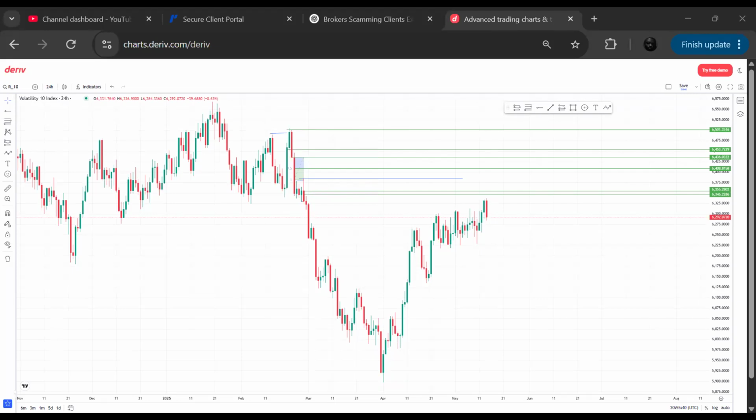I'm sorry, I'm coming. Now, if you look at this whole chart, you will know that the market has been bullish. I was buying from around this place. I analyzed this chart here.